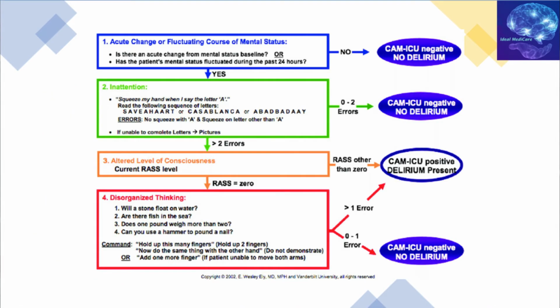Coming to the CAM-ICU, or Confusion Assessment Method in ICU patients. For these patients, first we need to confirm with the bedside nurses if there is a sudden or acute change in the mental status, and if it's fluctuating. If it's not there, which is a core criterion, then this patient is not a delirium patient. If they do have it, then we're going to come to the next part, which is the inattention assessment.